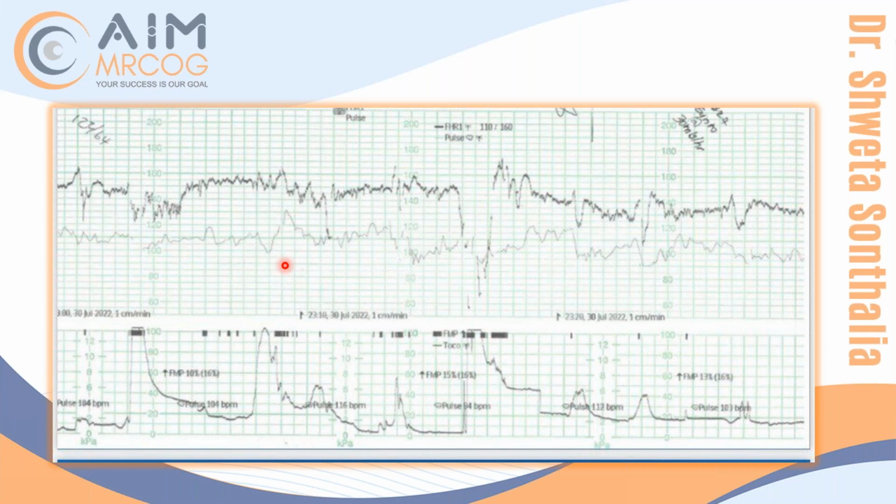Okay. So baseline is around 150 to 145, I think. Variability is good, and there are some decels along with the contractions. So it's most probably early decels. And there are 1, 2, 3, 4 contractions in 10 minutes. There is no tachycardia, no hyperstimulation. And it's a normal CTG.